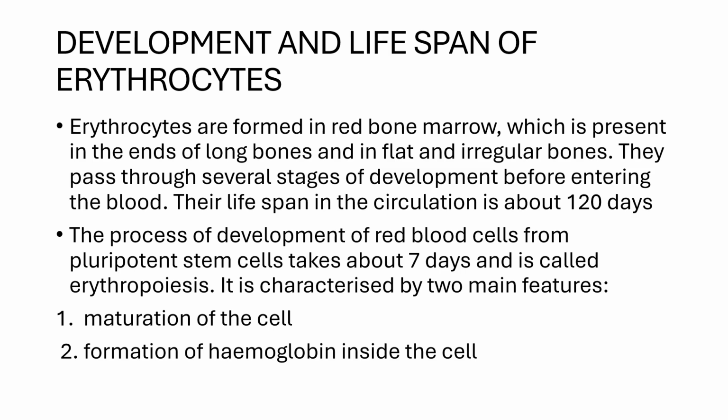It is characterized by two main features: maturation of the cells and formation of hemoglobin inside the cell. The cell is going to mature, and in the cell there will also be formation of hemoglobin. Hemoglobin is very, very important. That's why when you see a blood tonic, they write hemoglobin there. That's the iron. Hemoglobin is very important. So, maturation of cells and formation of hemoglobin in the cell.